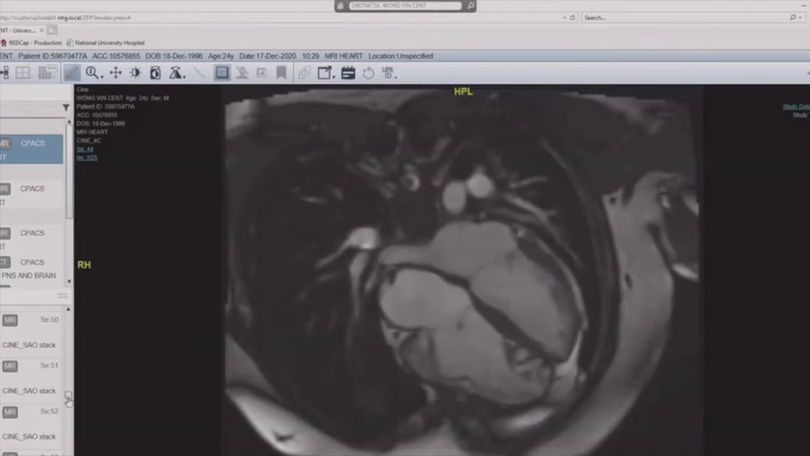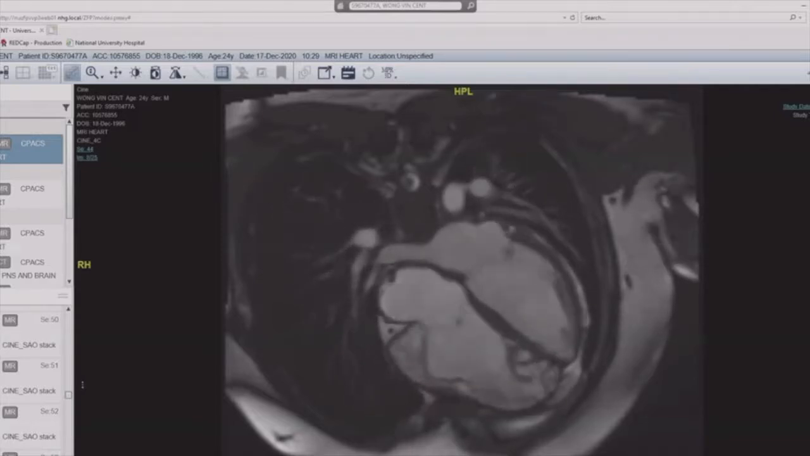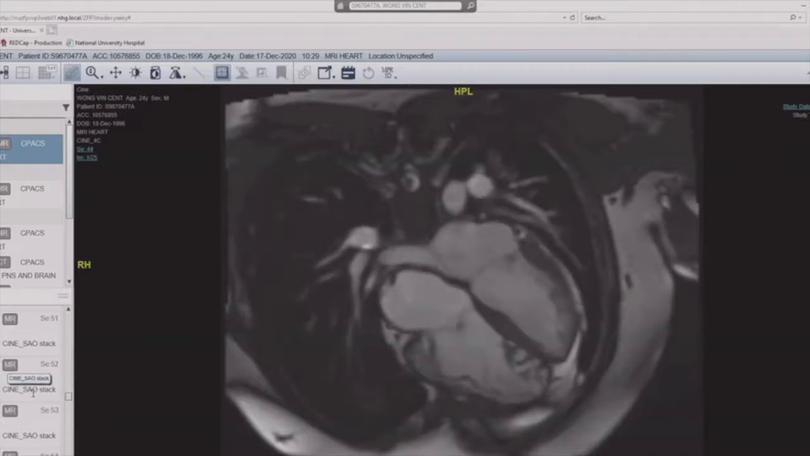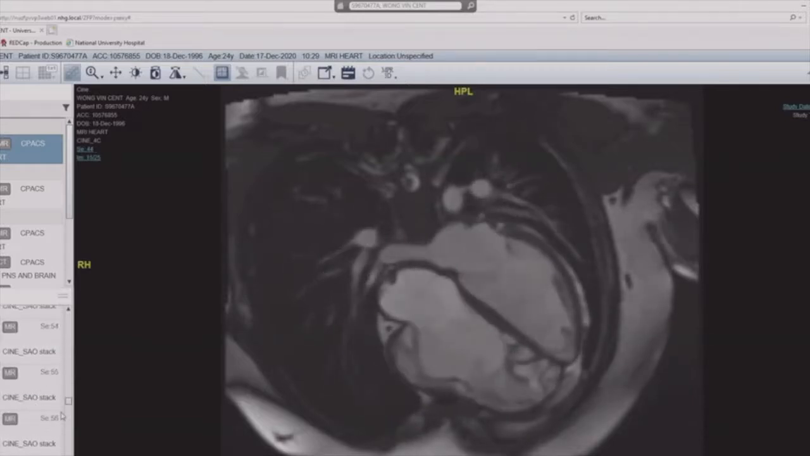Now, in the community, we usually would take a cutoff of 170 ml per meter square of RV volume as a cutoff to send the child for surgery before the RV dilates further and causes heart failure.